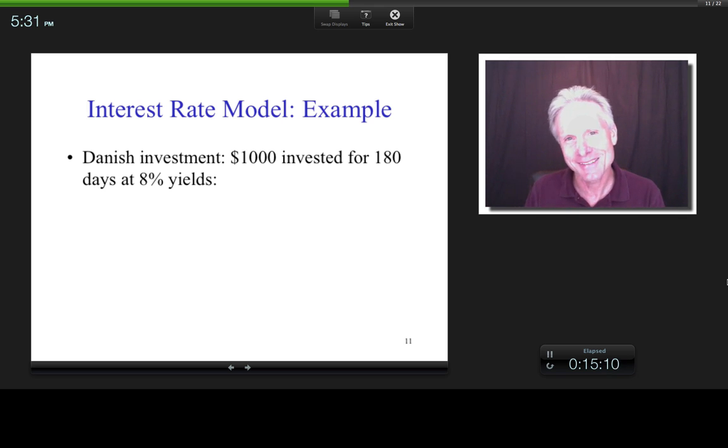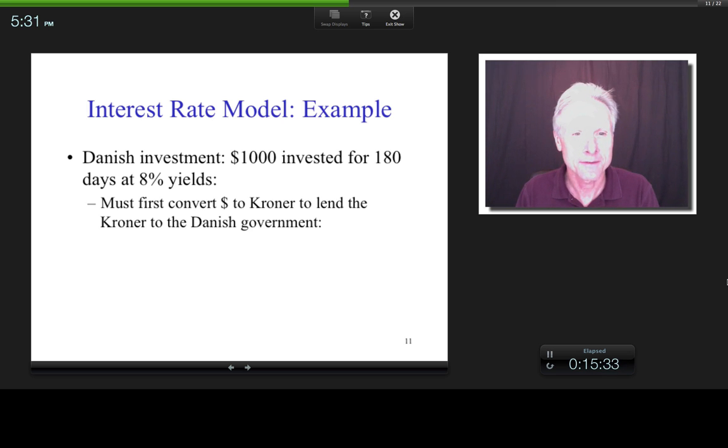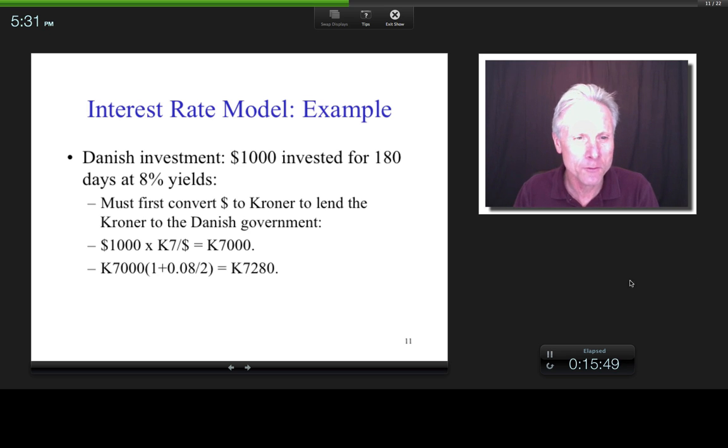First of all, if I'm going to lend in Danish krona, is that what a krona T-bill is? Is the Danish government borrowing krona? They are, right? So what's the first thing I need to do to my dollars to lend krona to the Danish government? I need to convert it, right? And so I got $1,000. The exchange rate today is 7 krona to the dollar. And so I end up with 7,000 krona. And so in the same way that we did on the previous slide, well, what does that grow into? Well, the future value of this 7,000 at 8 divided by 2, for the reasons we just went over. And so now I've got 7,280 krona.